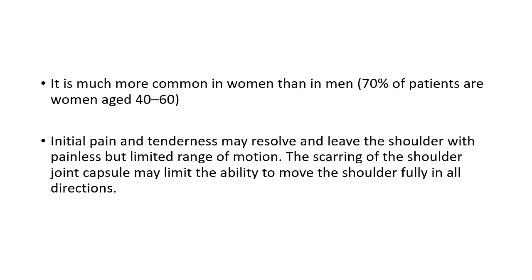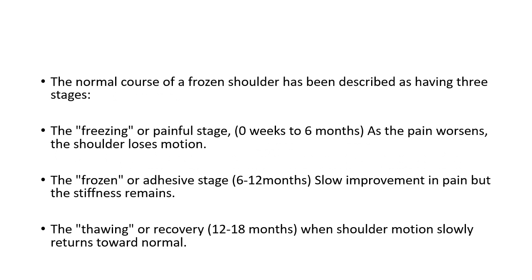The patient will present initially with pain and tenderness that may resolve and leave the shoulder painless but with limited range of motion. The scarring of the shoulder joint capsule may limit the ability to move the shoulder fully in all directions. The normal course of a frozen shoulder has been described as having three stages: the freezing or painful stage, up to 6 months. The pain will worsen and the shoulder movement will be lost over time. The frozen or adhesive stage, from 6 to 12 months, there is a slow improvement in pain, but the stiffness remains. The recovery phase is from 1 year to 18 months, when the shoulder motion slowly returns toward normal.